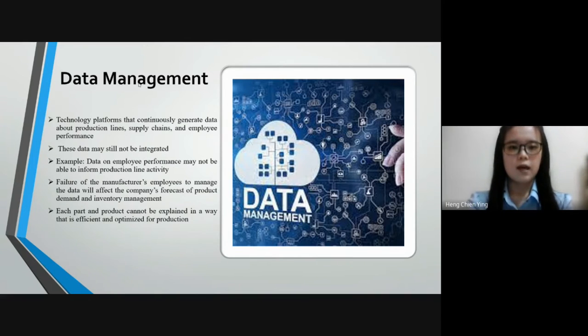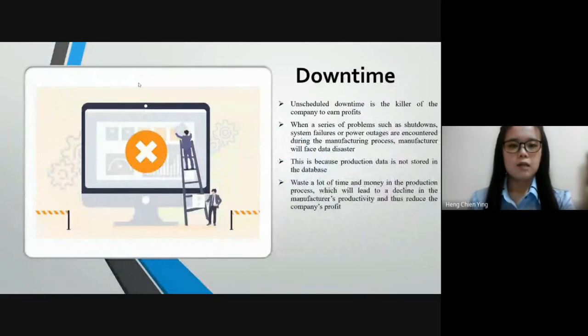Last, downtime. Many manufacturers face downtime problems during the production process. Especially unscheduled downtime is the killer of a company's profit. When a serious problem such as shutdowns, system failure, or power outage is encountered during the manufacturing process, manufacturers will face a data disaster. This is because production data is not stored in the database, so the manufacturer needs to restart the production from the first step to the last step.